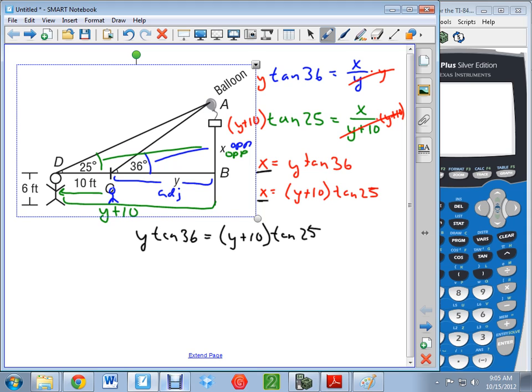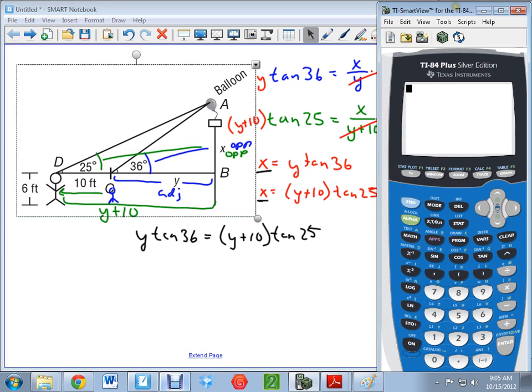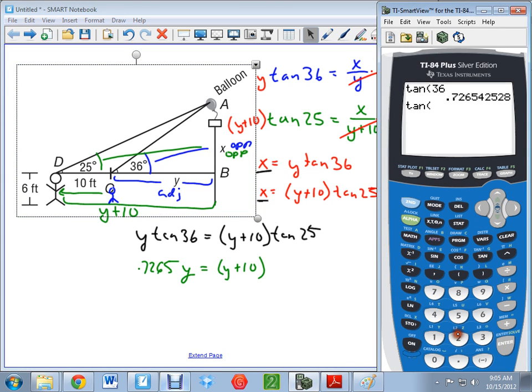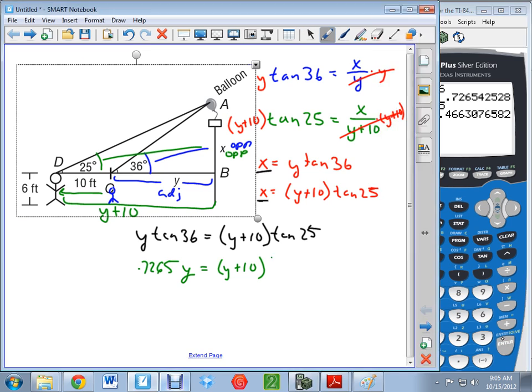Now, these numbers, tangent of 36, tangent of 25, may be difficult to use. So what I'm going to go ahead and do is just calculate what each of them are. Tangent of 36 is 0.7265. So I'm going to say this is going to be 0.7265y is equal to y plus 10 times whatever the tangent of 25 is. So tangent of 25 is equal to 0.4663, so times 0.4663. And now that I have decimals, it just makes it a little bit easier to look at.